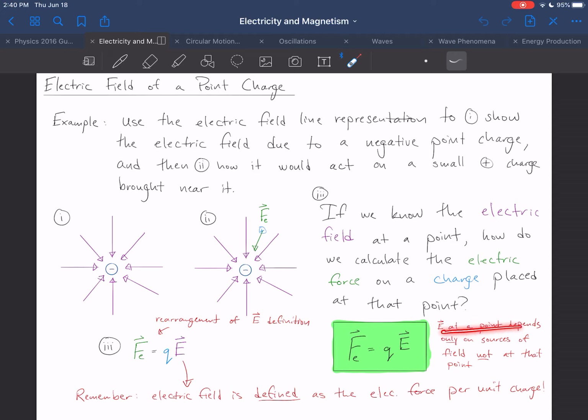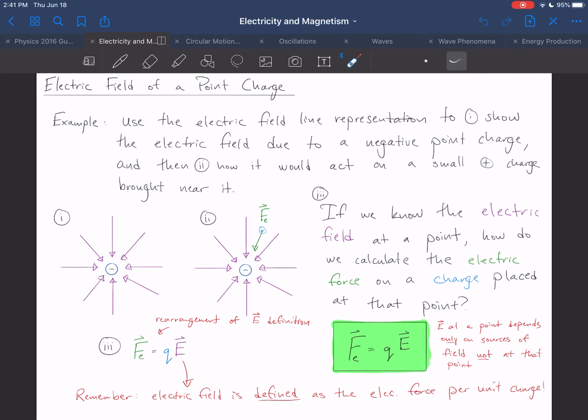The electric field at a point only depends on the sources of the field that are not at that point. So these purple lines depend on this charge, and the electric field right there depends on the source charge, but not the external charge placed at that point. So if you know the electric field at a point, you can calculate the electric force on a charge placed at that point using Fe equals q times E.